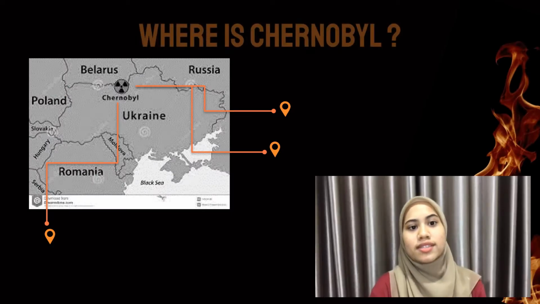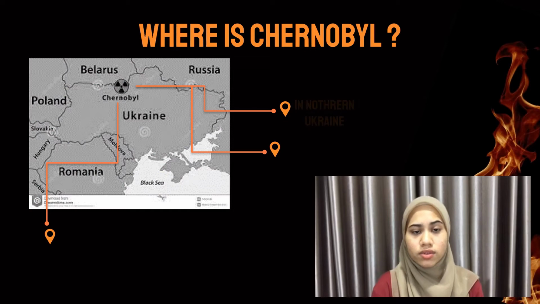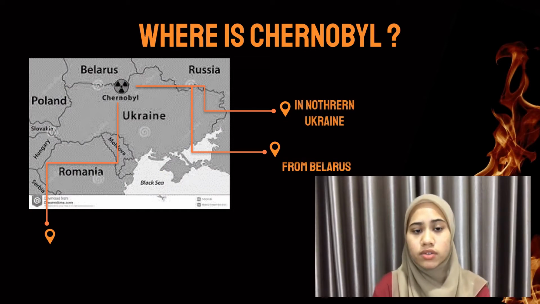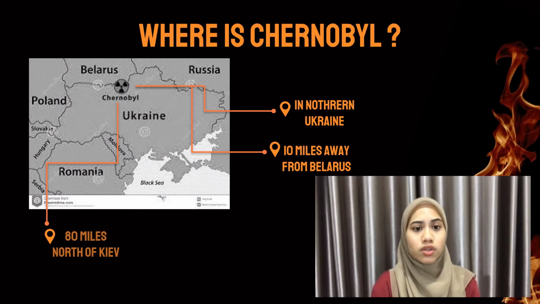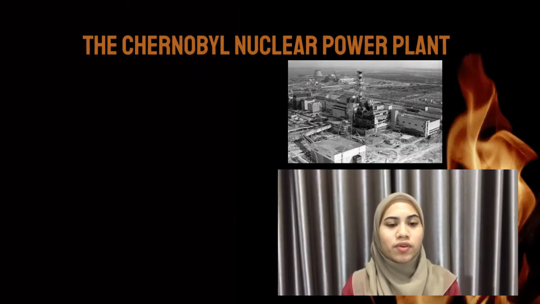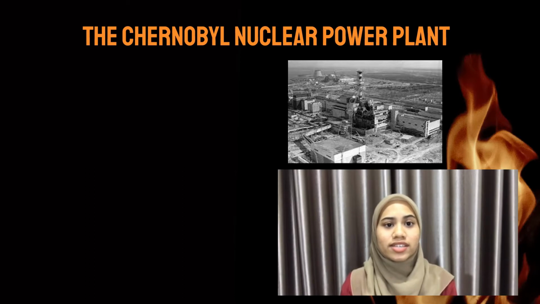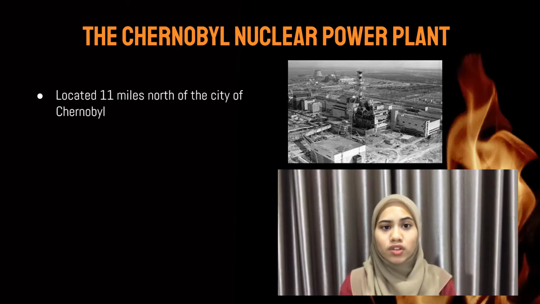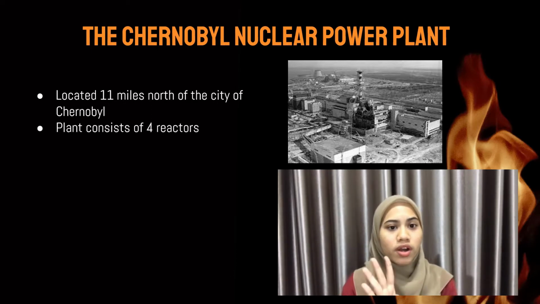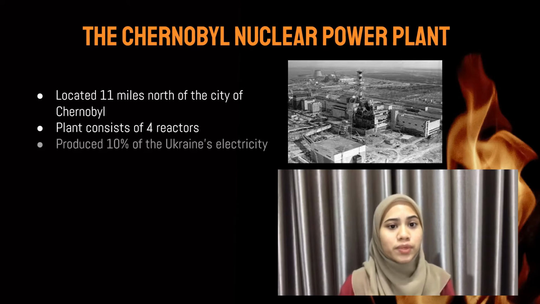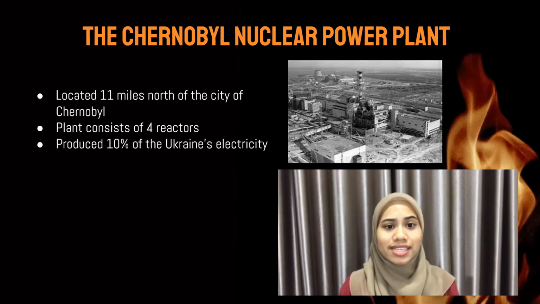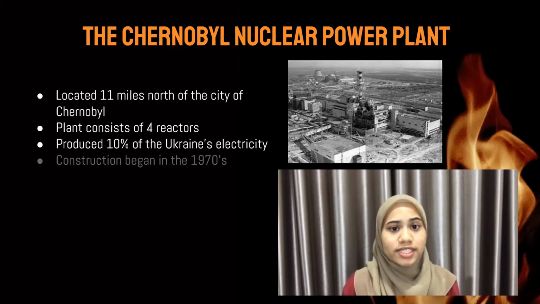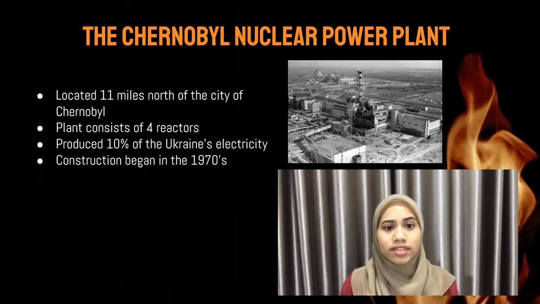First of all, Chernobyl is located in northern Ukraine, 10 miles away from Belarus and 80 miles north of Kiev. The Chernobyl nuclear power plant is located near the city of Pripyat in the north of Soviet Ukraine. The power plant consists of 4 reactors which produce 10% of the Ukraine's electricity. The construction began in the 1970s.